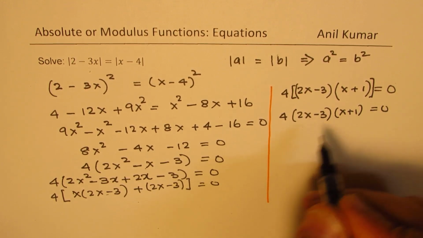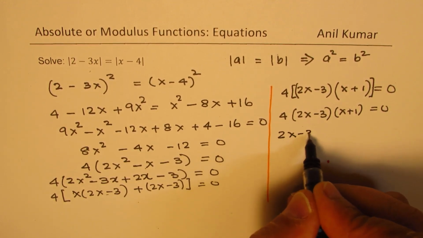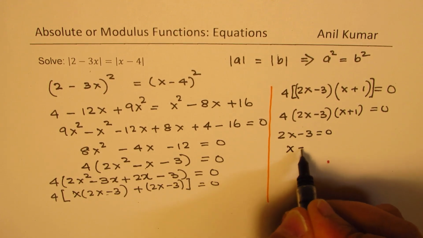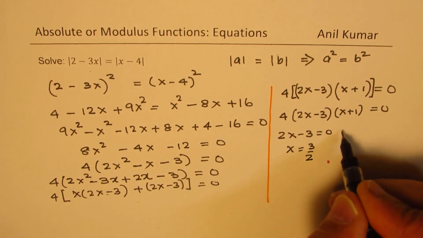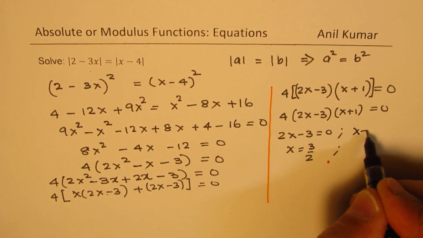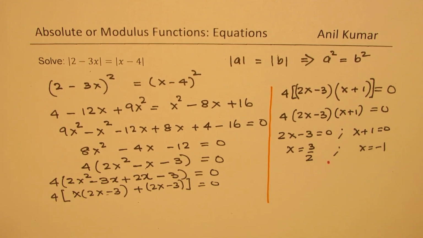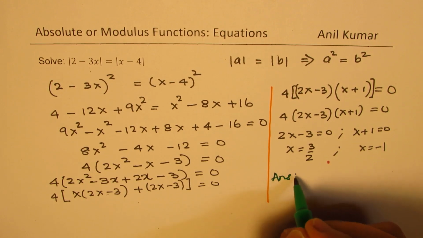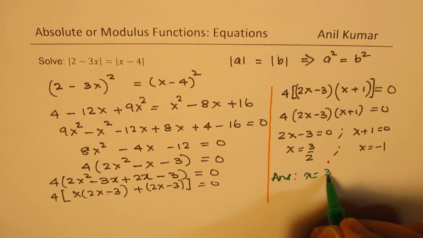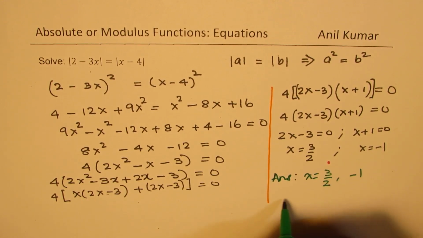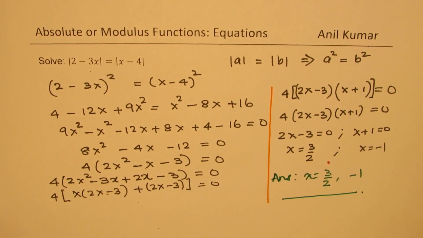Now we have two solutions here. If I write 2x minus 3 equals to 0, that means x is equal to 3 over 2. And for x plus 1 equals to 0, x is equal to minus 1. So again, the two solutions are x equals to 3 by 2 and minus 1. Does that make sense to you? So that is how you could actually solve all such questions.